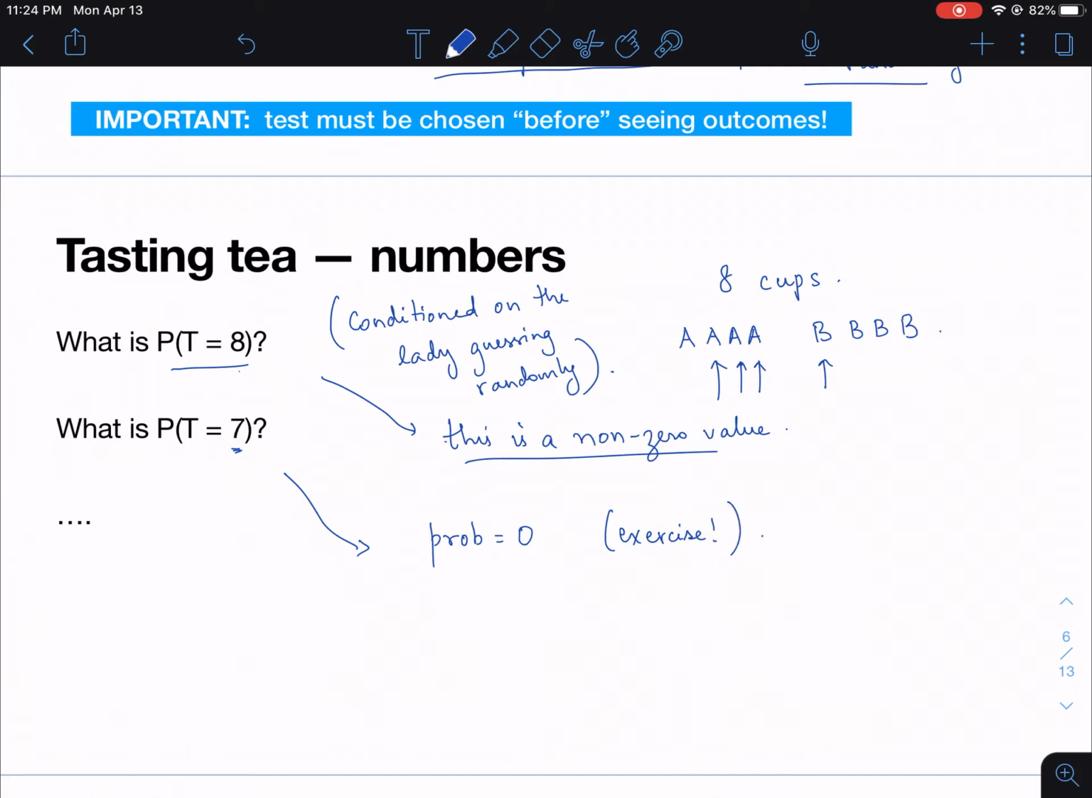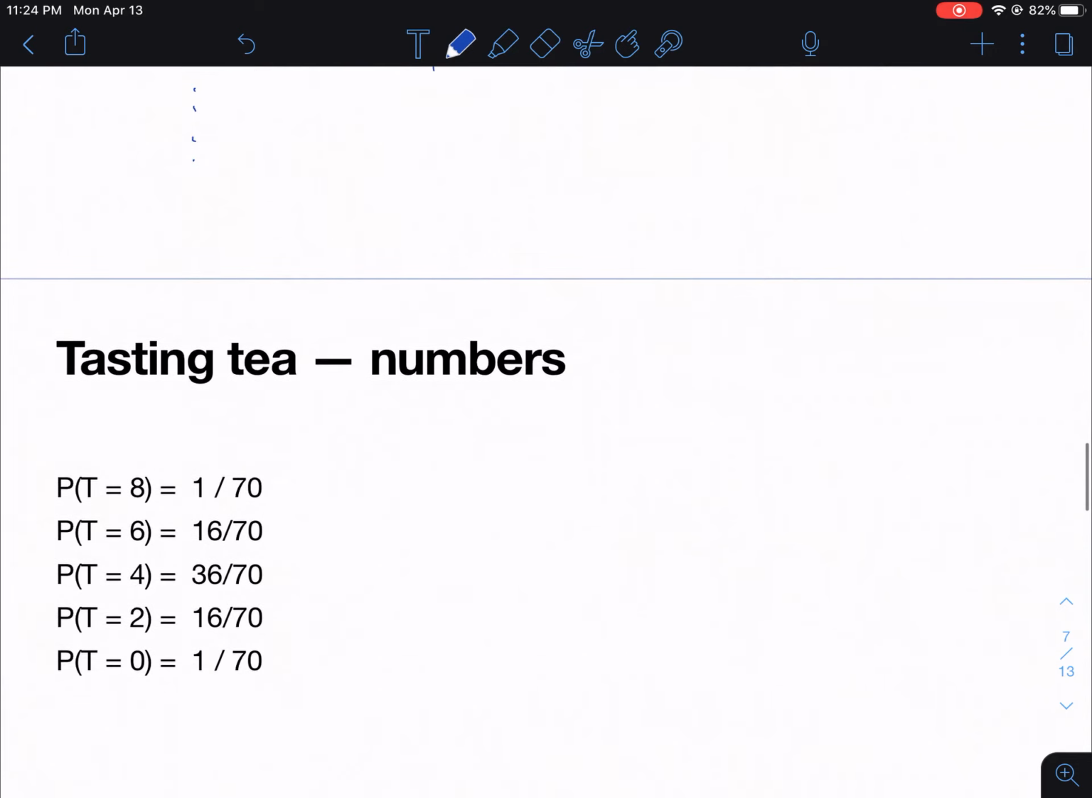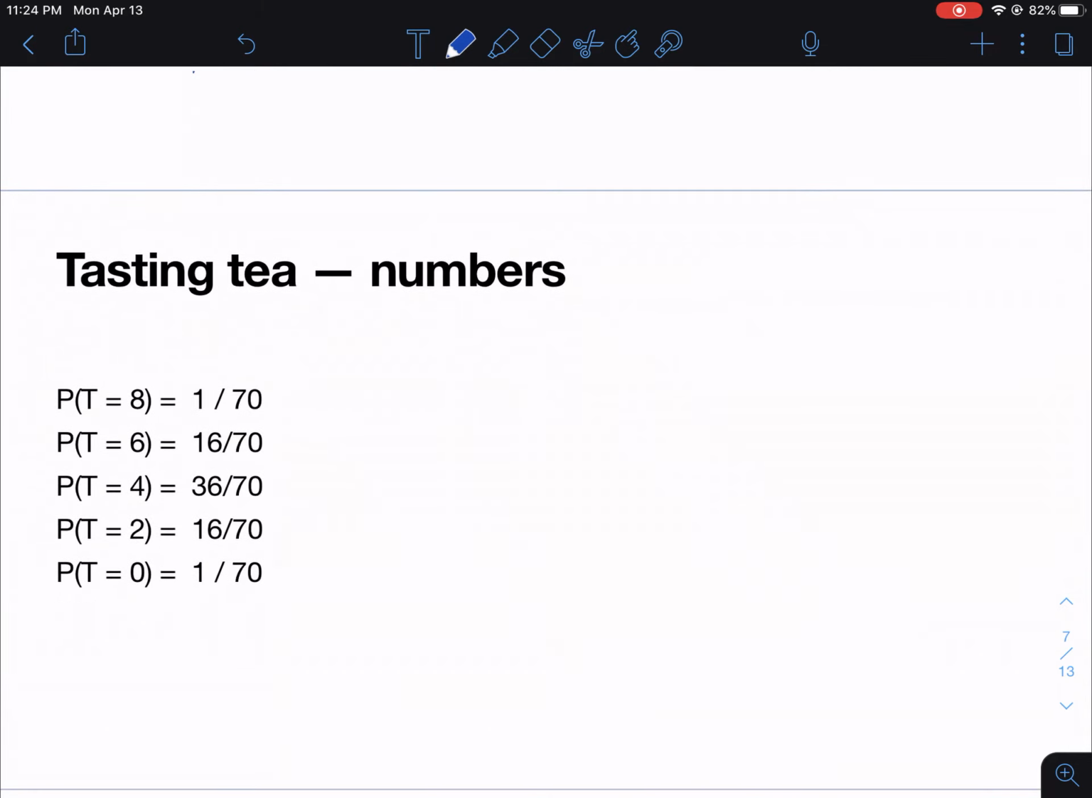Likewise, the probability of T equals 6 will be something, T equals 5 will be 0, and so on. These are numbers that you can compute, and the way to compute them is exactly as I said before: what is the probability that she got all 4 of these correct. Let's not see how to compute these probabilities, but let me write them. I have cheated, and for those of you who want to know exactly what this is called, it is the hypergeometric distribution.